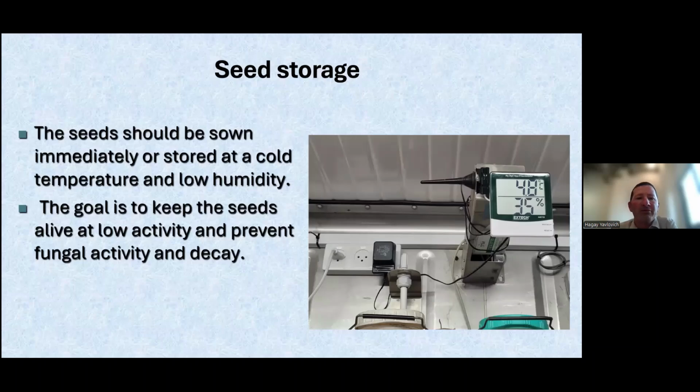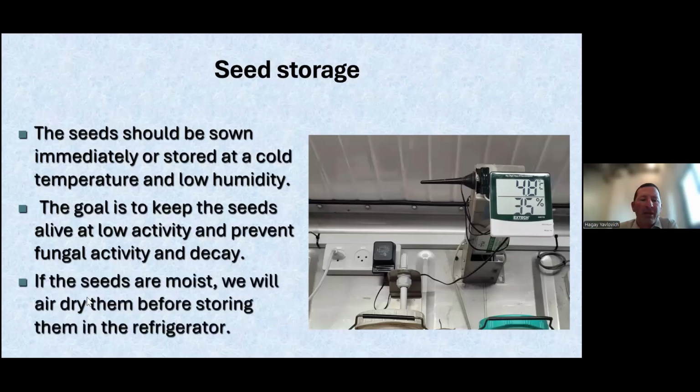And because I want to prevent fungi and other problems with the seeds, that's why I take the humidity down to something like 30, or if I can make it even less, to 30%. Okay, the humidity. As you can see here in the picture, here it's 4.8 degrees and 35% of humidity. This is quite good condition for storage.